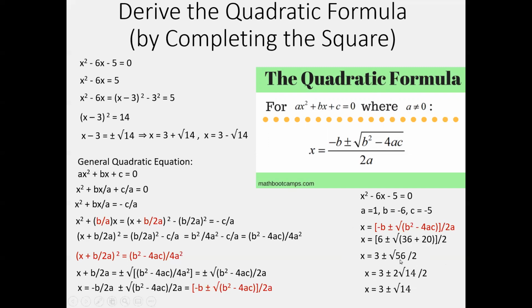56 is 4 times 14, so I can take the 4 out as a 2 and leave the square root of 14 inside. And of course, 2 over the 6 will give me 3, and now the 2 over this 2 will cancel out. I'm left, sure enough, with 3 plus or minus the square root of 14, just what we had.